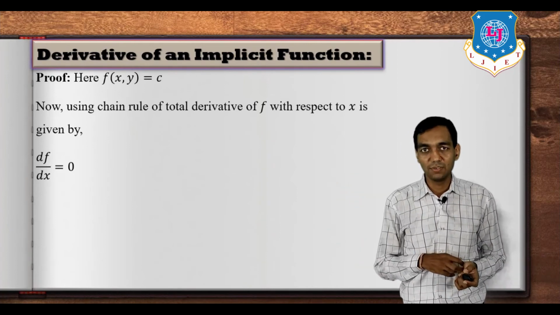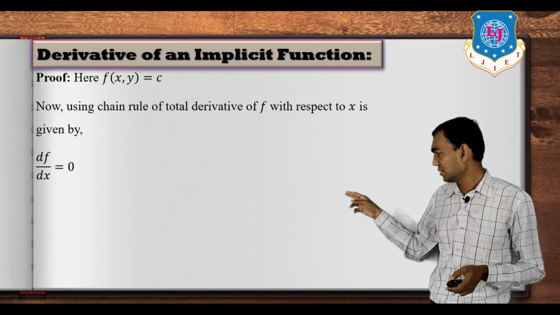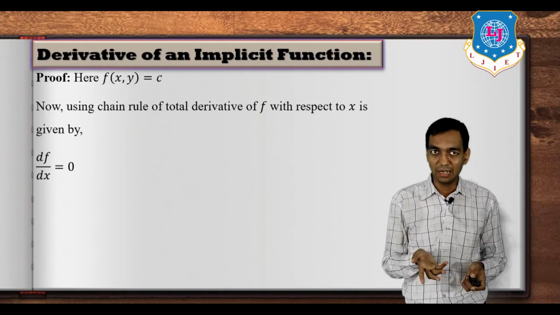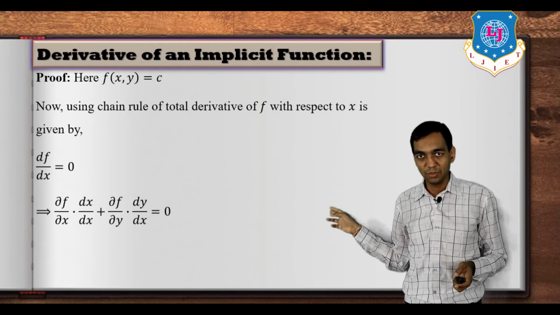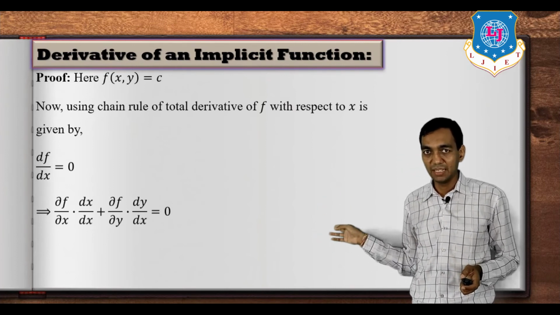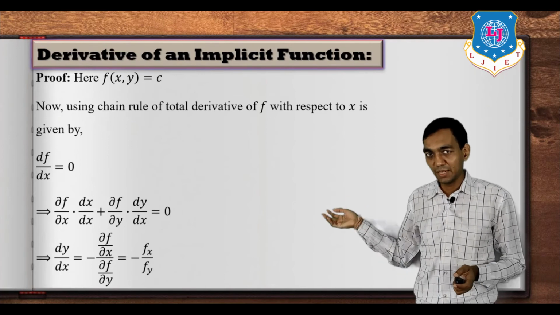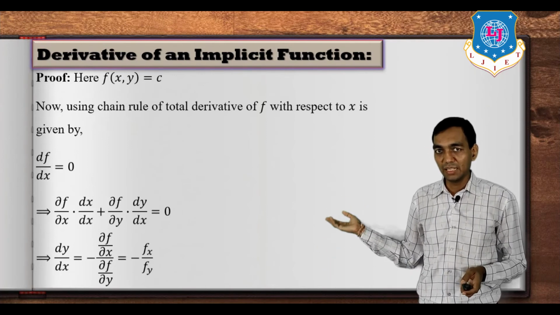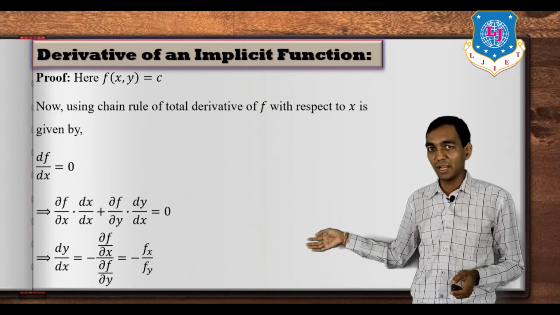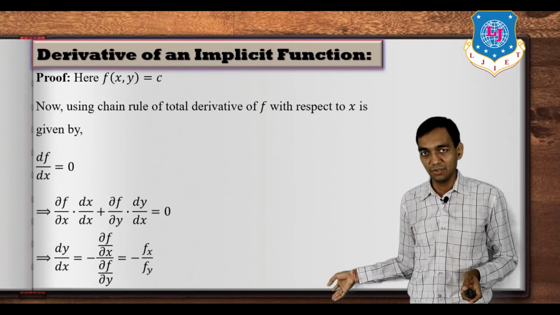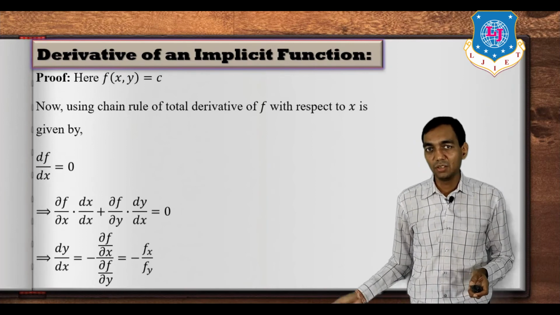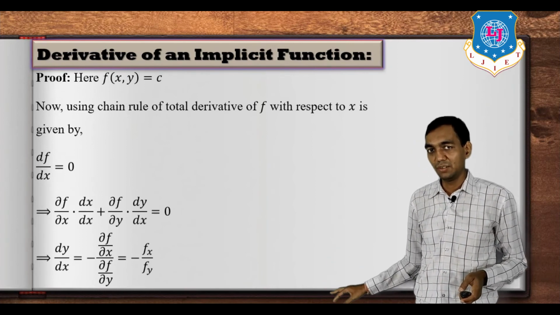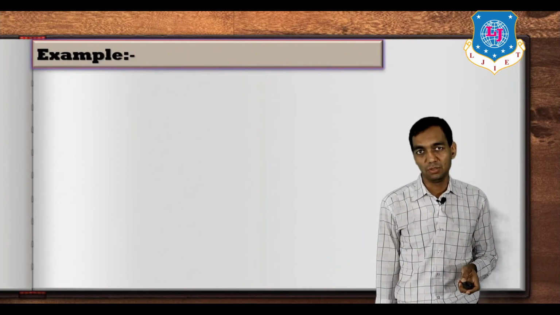then df/dx will be 0 because you are differentiating with respect to x. F is a function of one variable x at last. So, ∂f/∂x times dx/dx plus ∂f/∂y times dy/dx is equal to 0. dx/dx has a value 1, and making dy/dx the subject, that will give you minus ∂f/∂x divided by ∂f/∂y. That means minus fx upon fy. Here you have to check, provided that the denominator is non-zero.